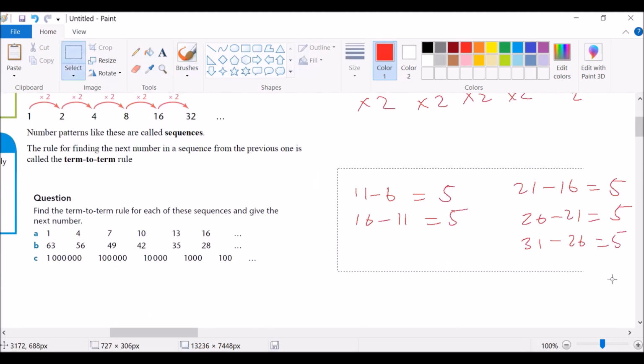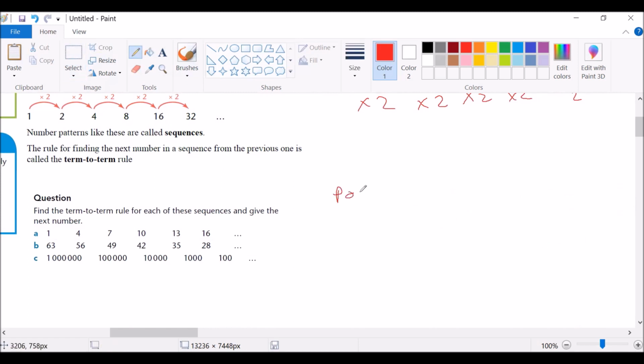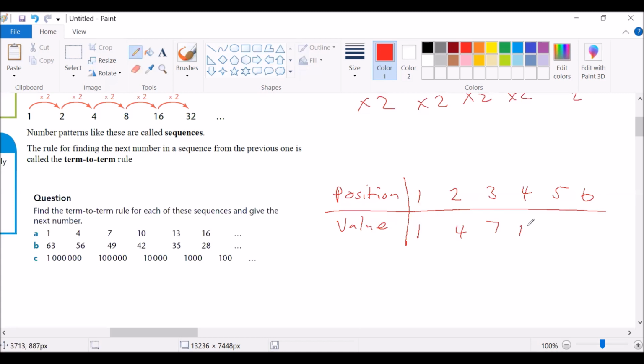Let's look at these questions. Position, value. Position always starts from 1, 2, 3, 4 going up. And the value is what we have there in our sequence. So it's 1, 4, 7, 10, 13, 16. We are seeing these numbers increasing in the sequence. So it's likely an addition or a multiplication.